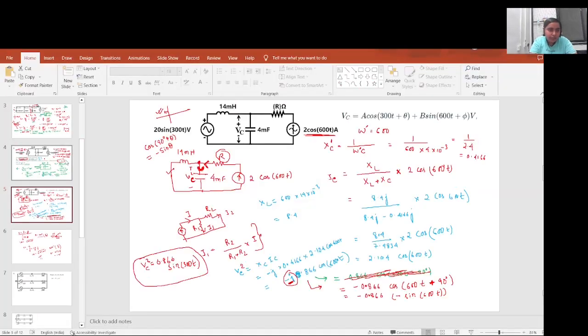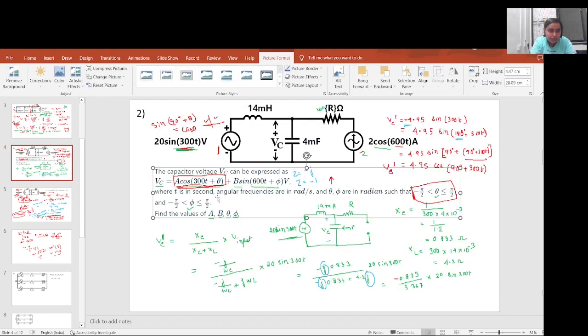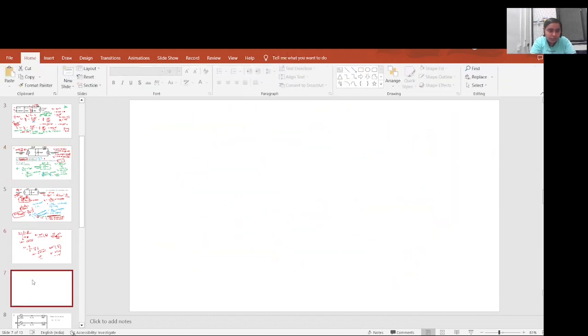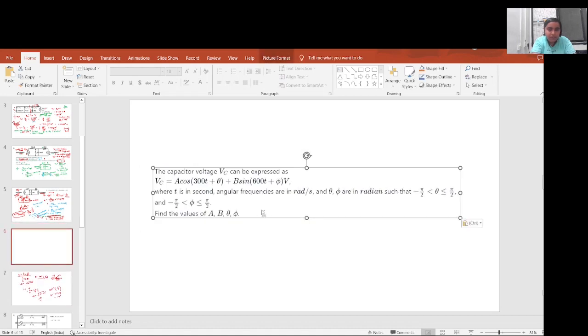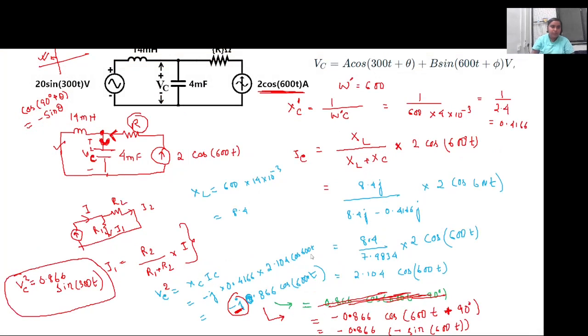So the equation, excuse me, madam. Just go to the answer, please. I'm giving it. Wait. The final one? Just taken 0.86 into sine of cos 600, cos of 600 plus 90 degrees is equal to minus sine 600. Okay. So here we have written 300t. Yeah, sorry, it should be 600. Okay. Thank you.